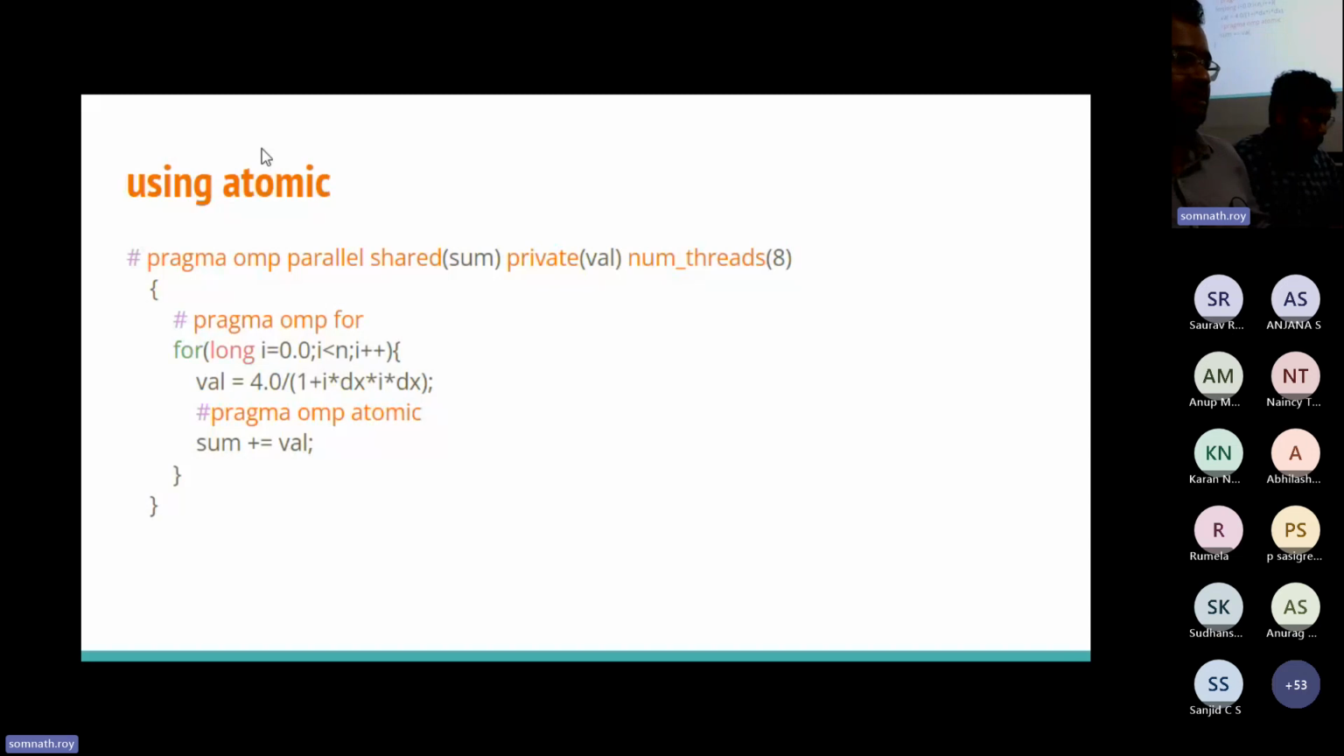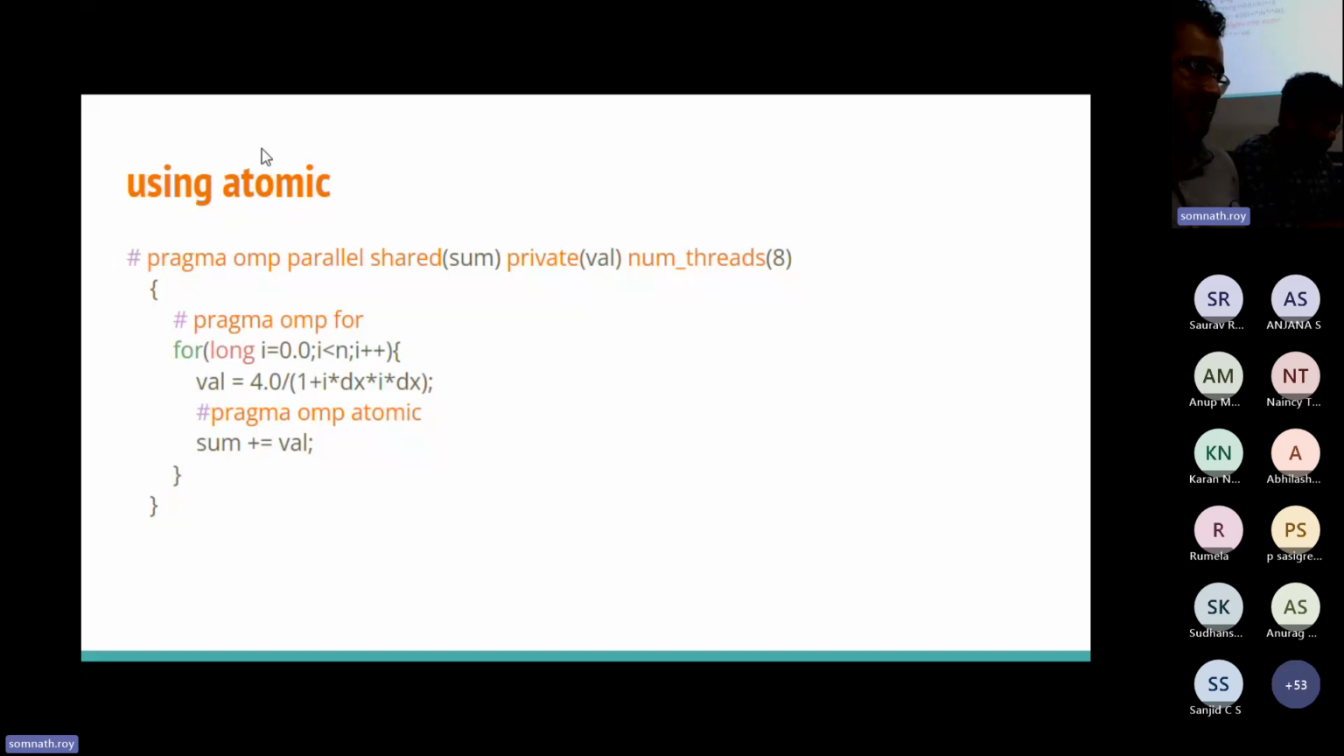you will see the 3 hash pragma lines, which are different from the serial code. So the first hash pragma is hash pragma omp parallel shared sum private val and num_threads 8. By default, everything is private. So you don't have to provide I and dx as private because that is private by default. But if you want, you can provide I, dx, and val all as private. But sum will be shared because it has to be shared across all the threads. Then only you can get the correct sum.